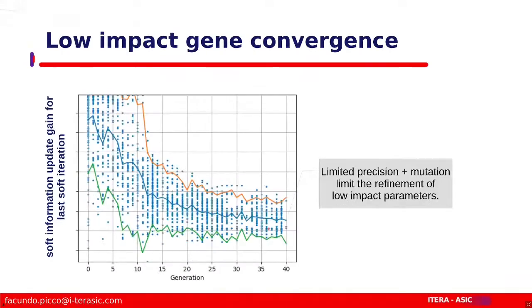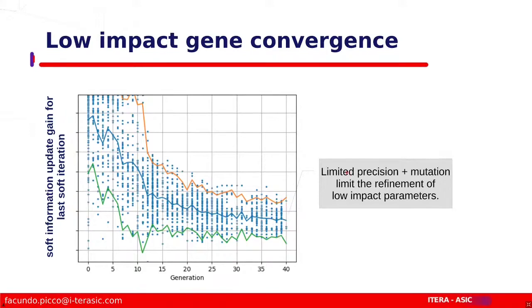Now, what we see in this one is the convergence of a lower impact gene, which is also moving around. It's going somewhere, but it doesn't converge to such a narrow area or narrow range of good values. Why is this? Well, because the impact of this gene over the key performance indicator is not so big, or it's not big enough for the genetic algorithm in the current configuration to optimize it.